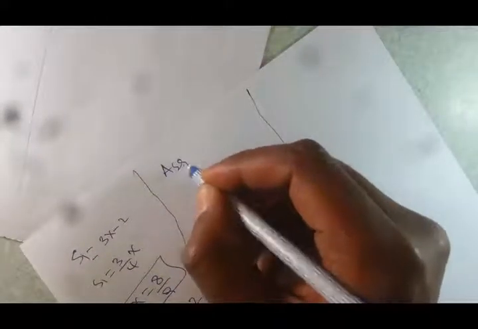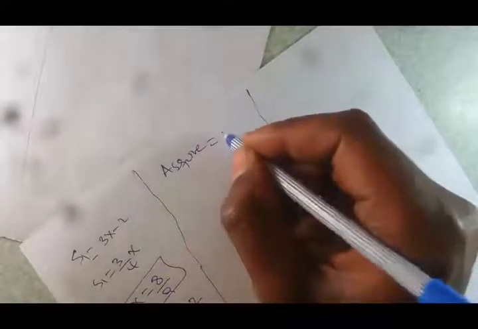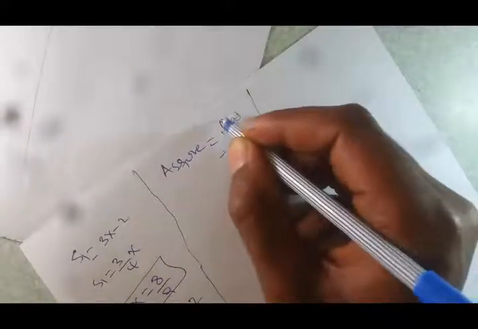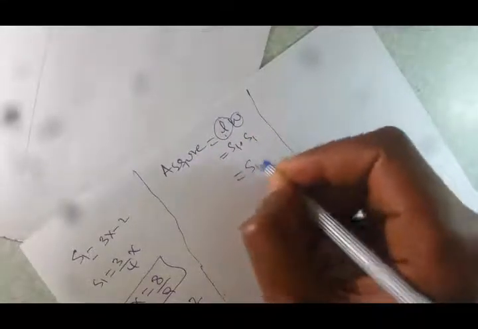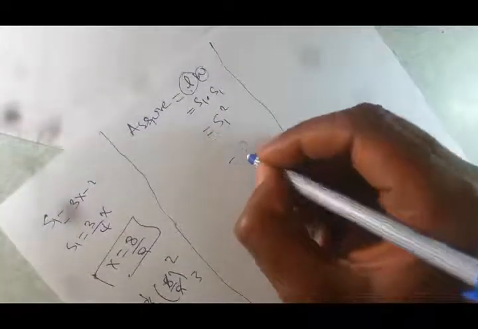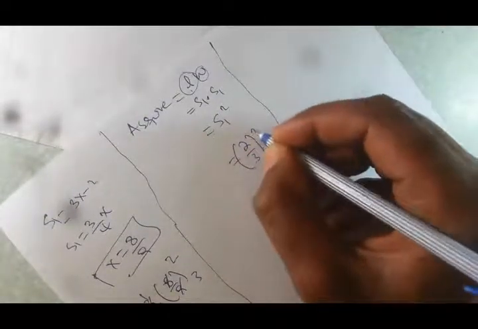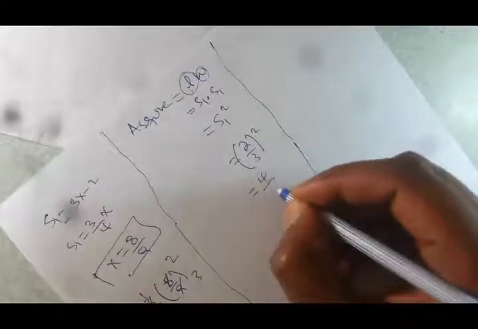And the second thing we are asked is to find the area of the square. Area of a square is given by length times width. Since the length and the width are the same, S1, it becomes S1 squared. The value of S1 is already found, 2 over 3. This is equal to 2 over 3 the whole squared, which is equal to 4 over 9.